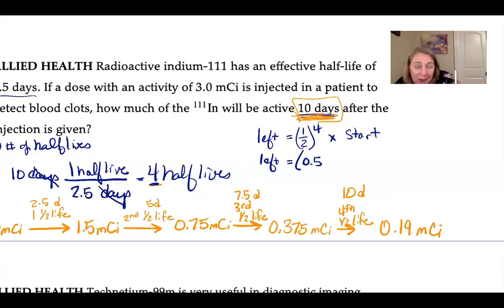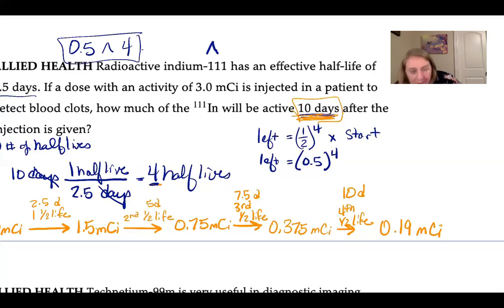Do 1 divided by 2 in your calculator, you get 0.5. So type in 0.5 and then do the little caret. The little caret looks like that. So you would have in your calculator 0.5 and then a little caret, and then you would put the 4. And so that's 0.5 raised to the 4. This is what you would put in your calculator, okay? So raised to the 4, hit enter, and then you're going to multiply by 3 millicuries.